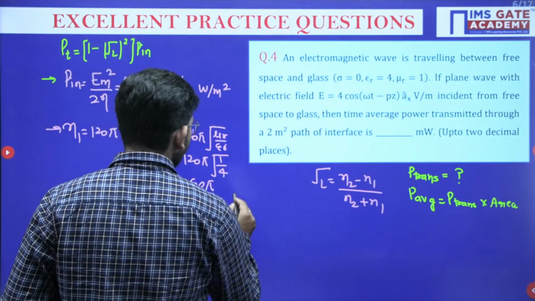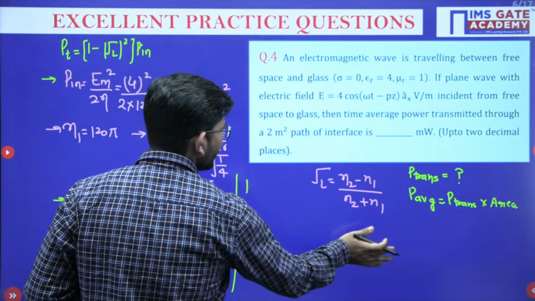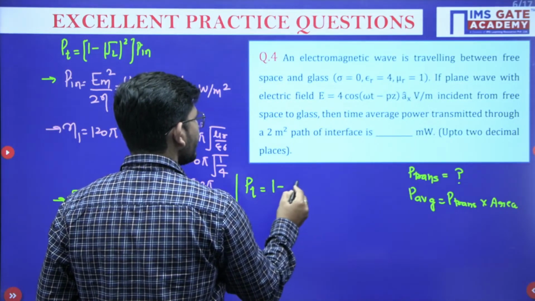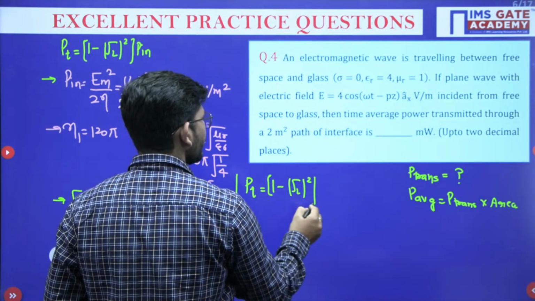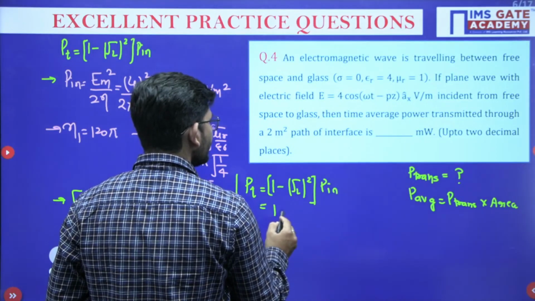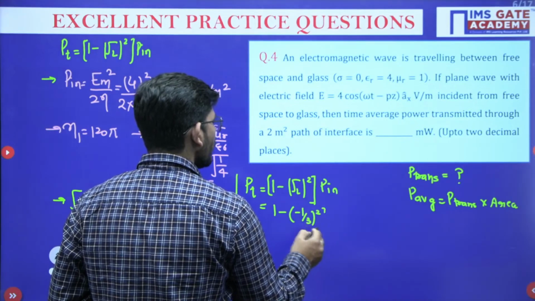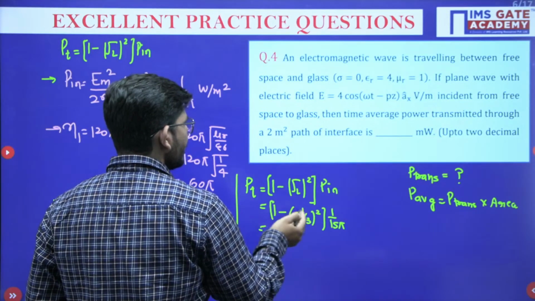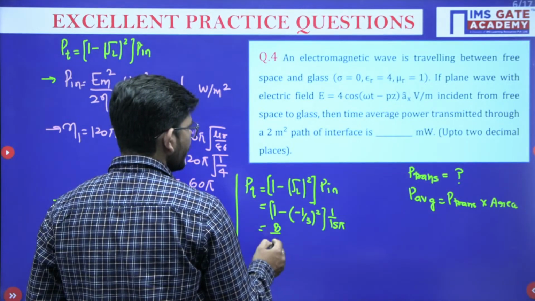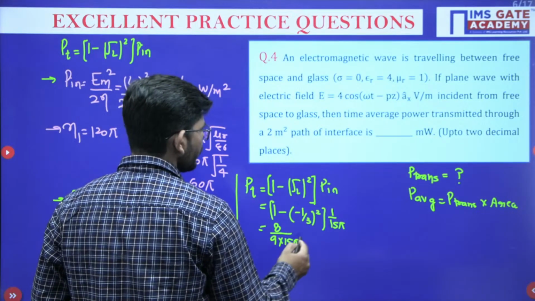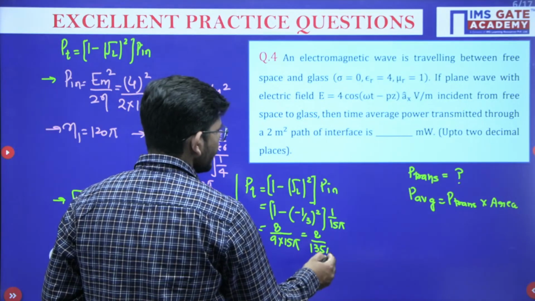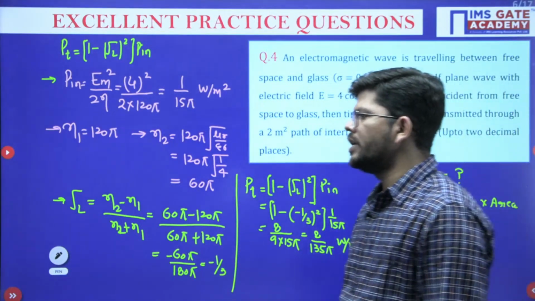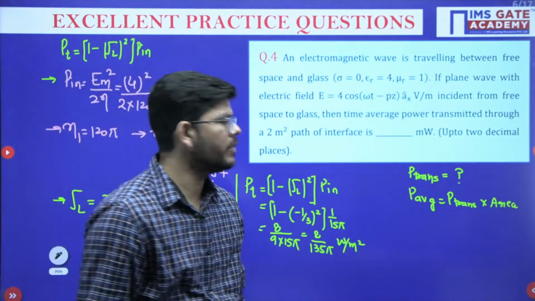So now we can calculate the power transmitted very easily. Let me remove this. The power transmitted will be 1 minus gamma L square into the incident power. So 1 minus 1 by 3 square into the incident power that we have, 1 upon 15 pi. This is 1 by 9, and 9 minus 1 will be 8. So 8 by 9 into 15 pi. This is what we will have: 8 upon 135 pi watt per meter square.